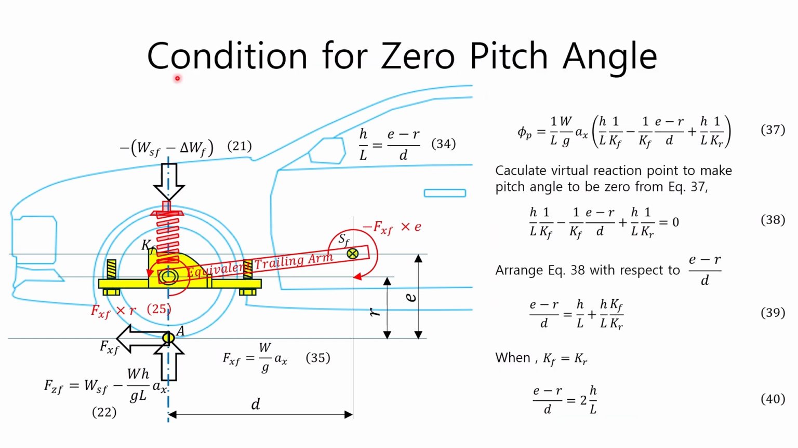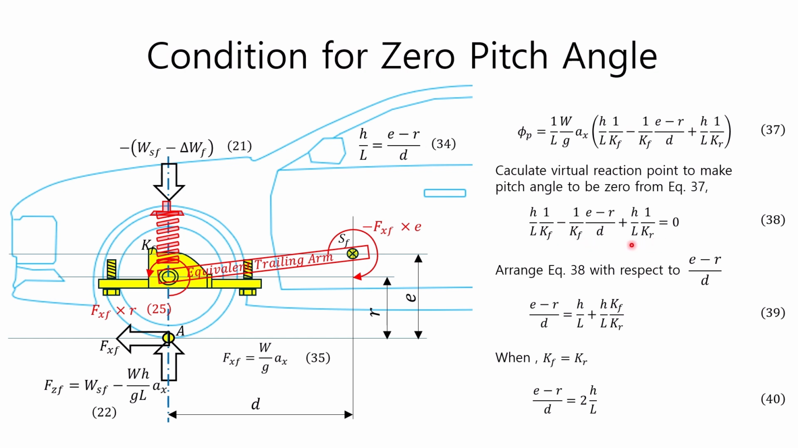Let us continue to determine the condition under which the pitch angle becomes zero when a front-wheel drive vehicle with independent suspension accelerates. In equation 37, which represents the pitch angle phi p derived earlier, if the driving force is applied and the acceleration ax is not zero, the condition for the pitch angle phi p to become zero is that the sum of the terms inside the parentheses in equation 37 becomes zero. Therefore, deriving the condition for a zero pitch angle from equation 37, it can be expressed as equation 38.